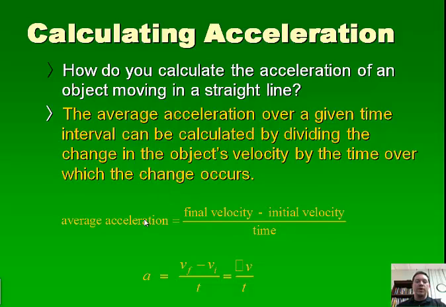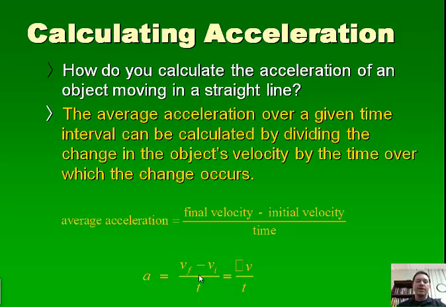So if we were at a stop sign waiting for traffic to clear, our initial velocity would be 0 meters per second, and then however fast we accelerate to, say we accelerate up to 20 meters per second. So our initial would be 0, so we just have 20 divided by how long it took us to go up to 20 meters per second.